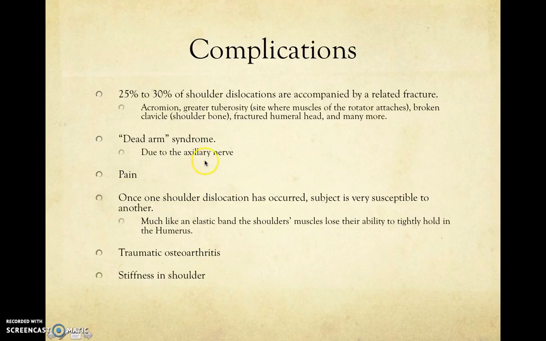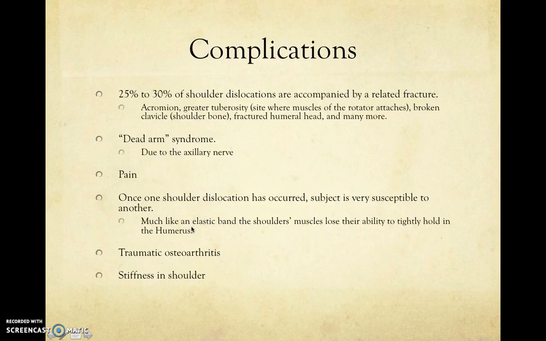Pain is a very, very big thing. Sometimes the pain might not be as bad until you pop the shoulder back in. This is also due to the axillary nerve again, but pain is a very key component of a shoulder dislocation. Once one shoulder dislocation has occurred, the person who's had it is very susceptible to another.